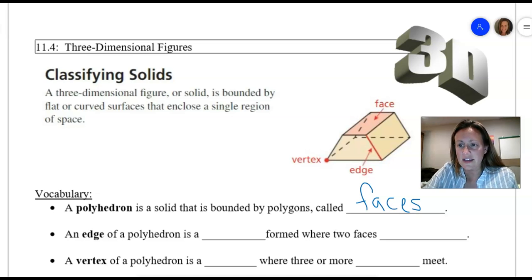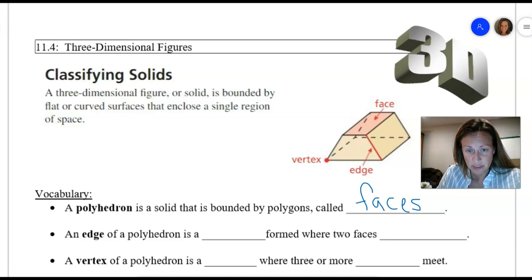As you can see in the diagram, this solid that we're looking at has 6 faces. It has a front face, a back face, a top, a bottom, and a left and a right side face. And each face is a different shape.